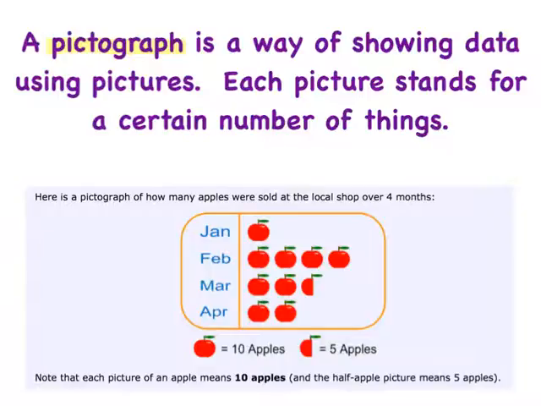So in January, they sold 10. In February, it was 10, 20, 30, so there are 40. In March, it's 10, 20, and 5, so that's 25. And in April, that's 10 and 20.